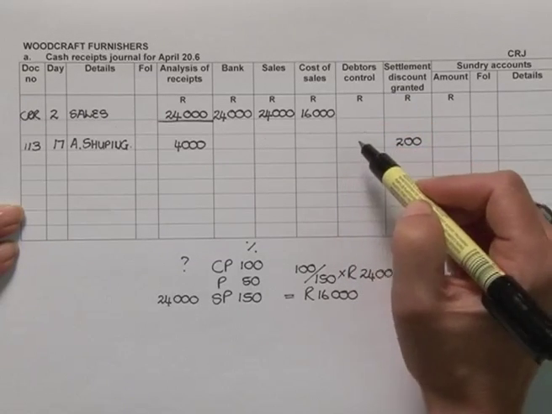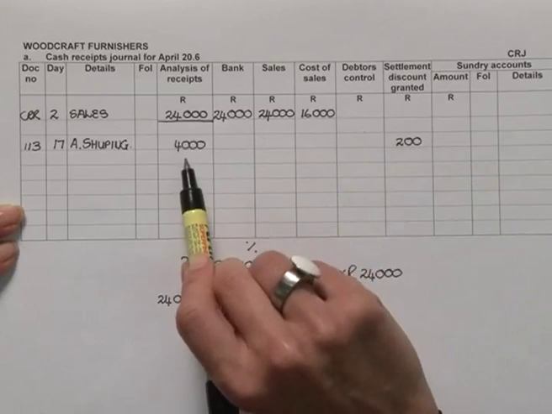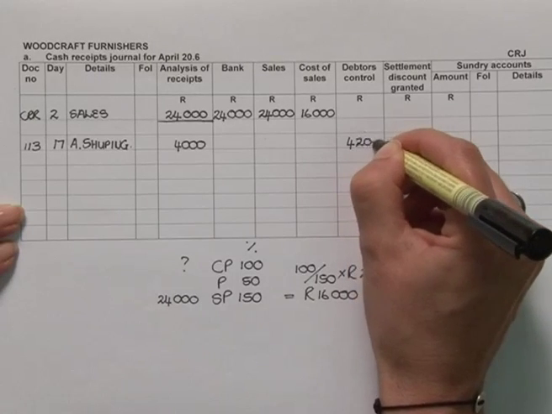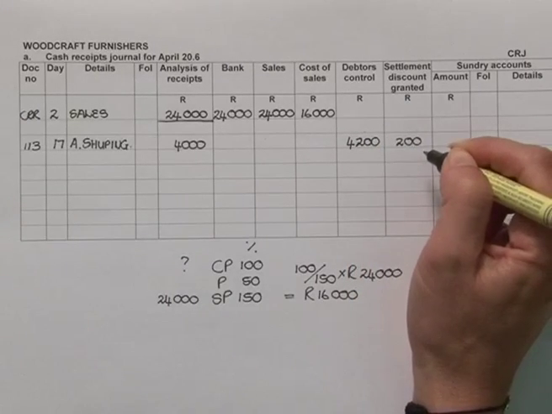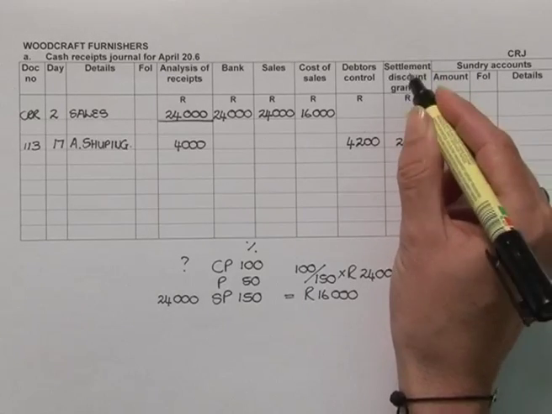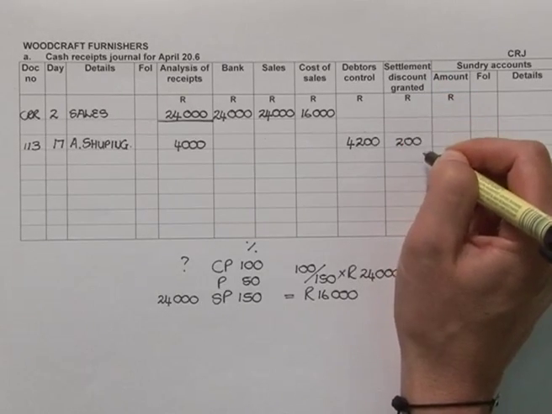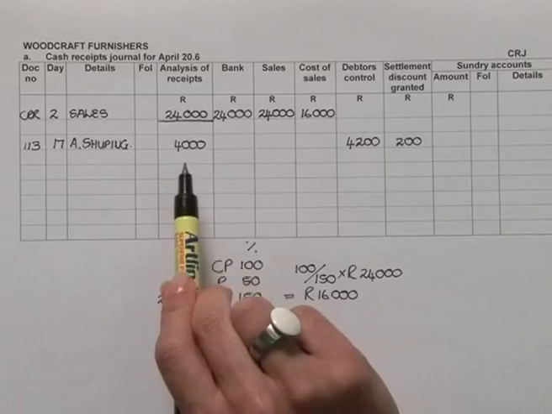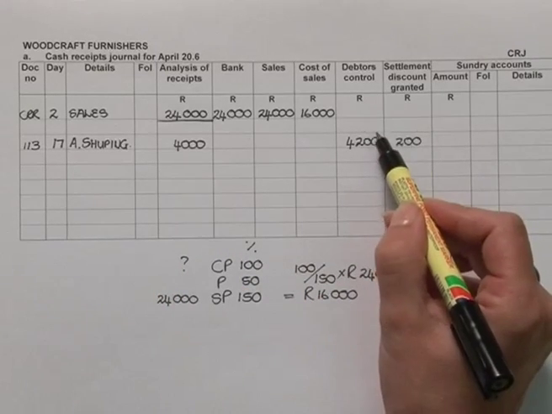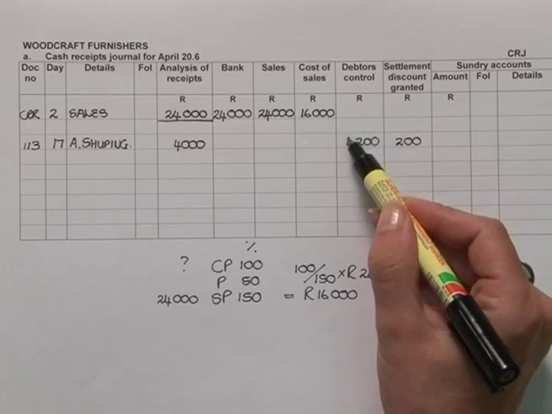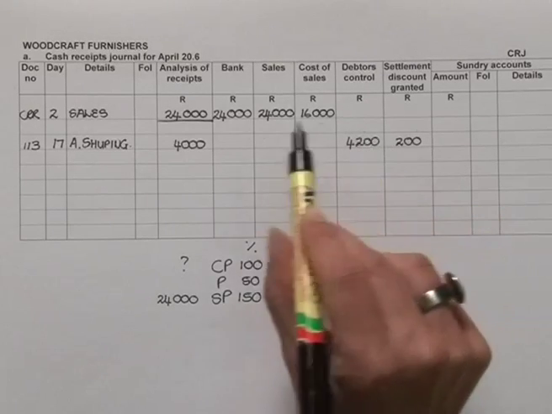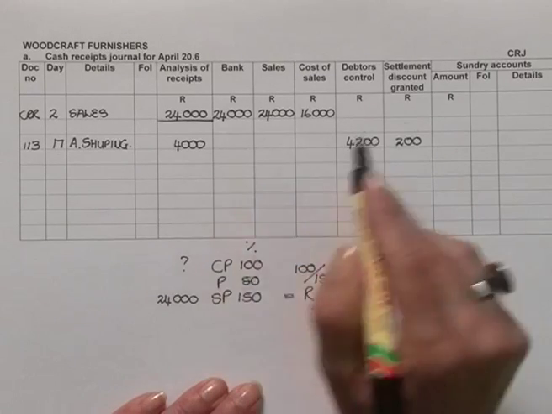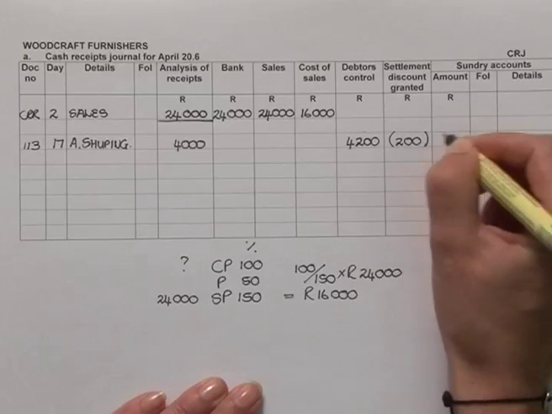My debtors control will therefore decrease with the cash and the discount that was granted, 4,200 Rand. Remember, in our cash payments journal, settlement discount received was put in brackets to indicate that it's not the same as all the other analysis columns. Exactly the same rule will apply here. This will be a credit in debtors because they will owe us less, corresponding debit in bank, and to indicate that this is a debit amongst all the other credits, I will put that in a bracket as well.